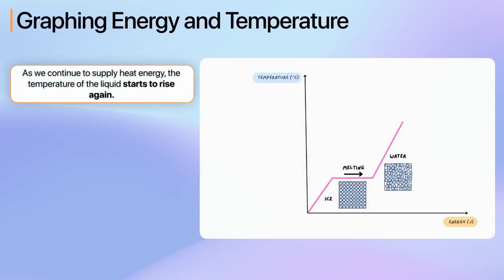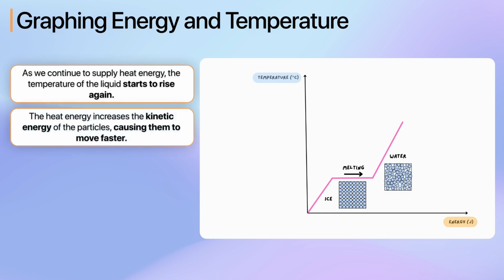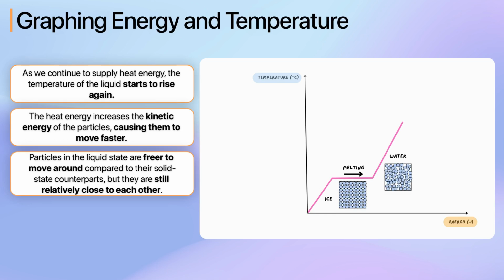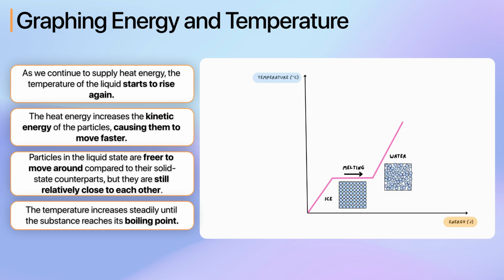In this phase, as we continue to supply heat energy, the temperature of the liquid starts to rise again. Like in the first stage, the heat energy increases the kinetic energy of the particles, causing them to move faster. Particles in the liquid state are freer to move around compared to their solid state counterparts, but they are still relatively close to each other. The temperature increases steadily until the substance reaches its boiling point.